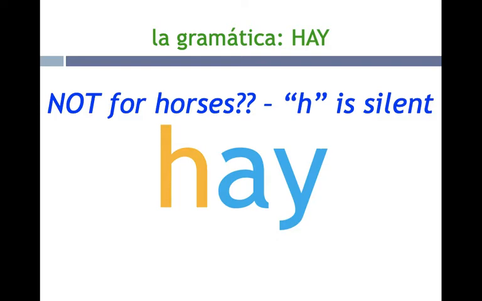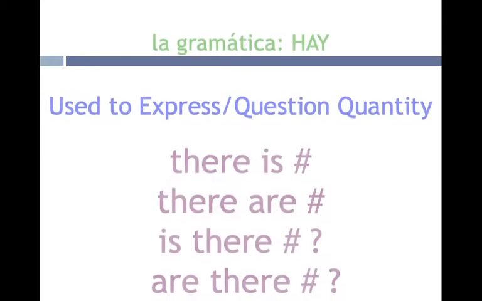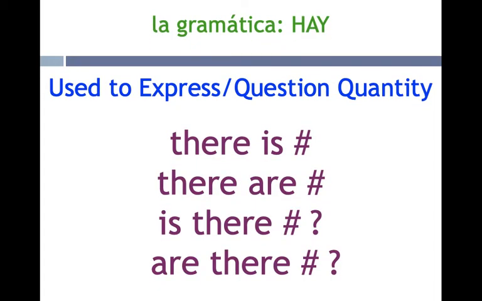Hay. Pretend that H is not even there. One more time. The verb hay is used to express or question quantity and means there is a certain number of things, there are a certain number of things, or the questions, is there a certain number of something? Are there a certain number of something?